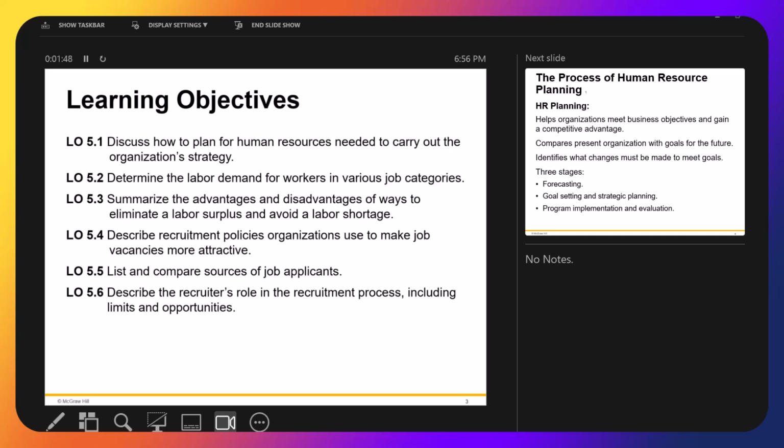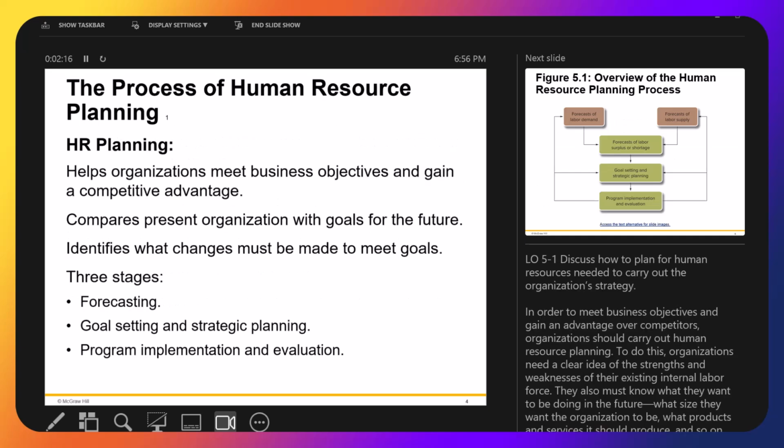Learning objectives. Discuss how to plan for human resources needed to carry out organizational strategy, determine the demand for workers in various job categories, summarize the advantages and disadvantages of ways to eliminate a labor surplus and avoid labor shortage, describe recruitment policies organizations use to make job vacancies more attractive, list and prepare sources of job applicants, describe the recruiter's role in the recruitment process, including limits and opportunities.